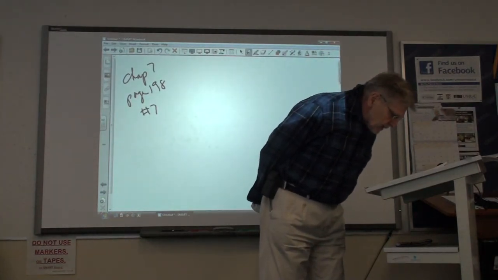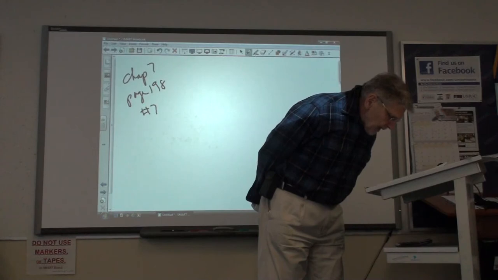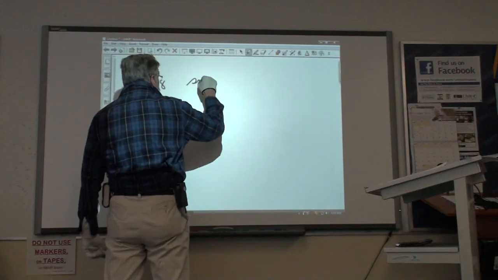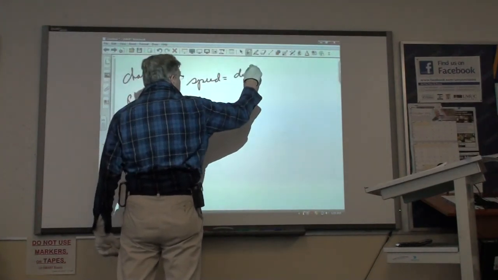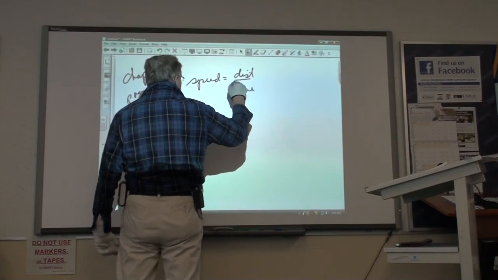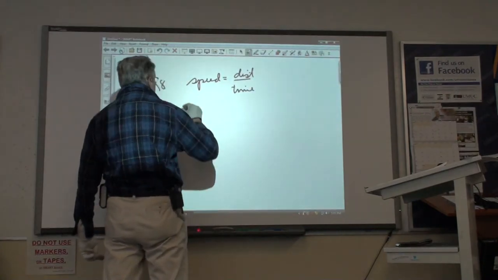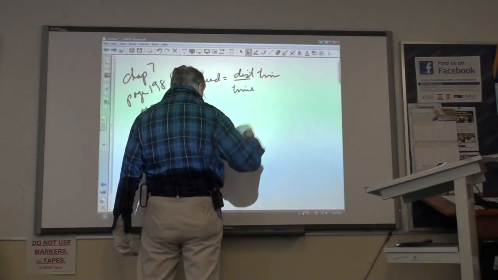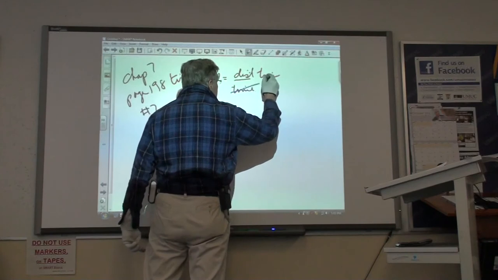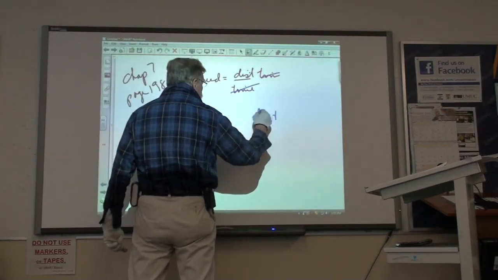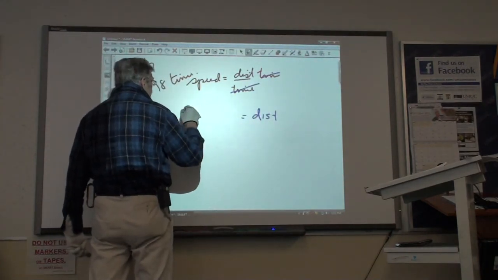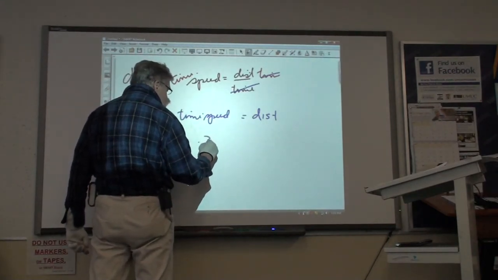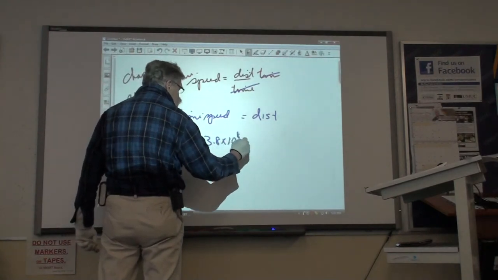The question wants to know how far away the Moon is. So once again, we have speed is equal to distance divided by time. And if we multiply both sides by time, then we see that on the right-hand side, they cancel out, and that we have that distance is equal to time times speed. Now the speed in question is the speed of light, 3.0 times 10 to the 8 meters a second.